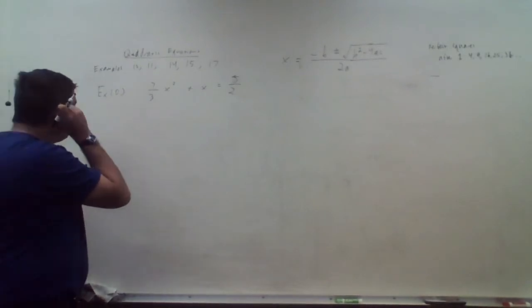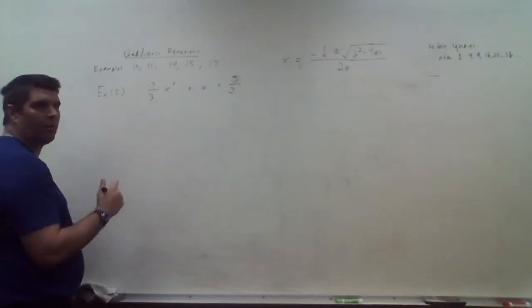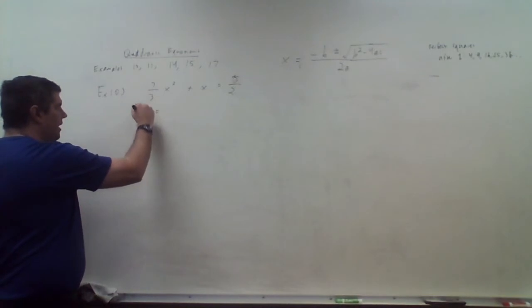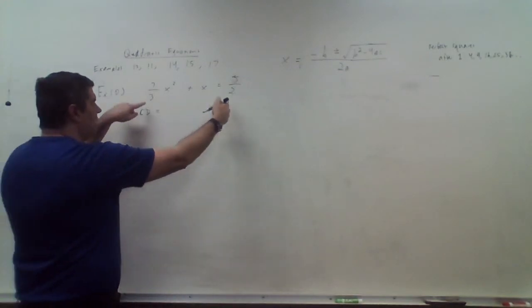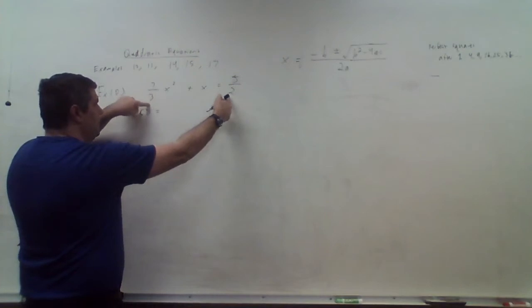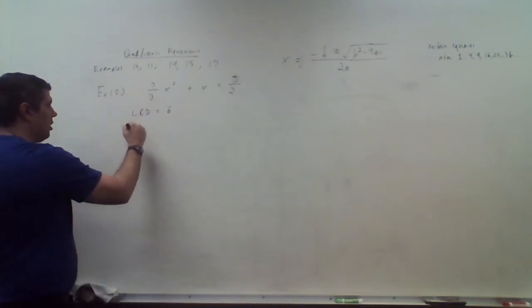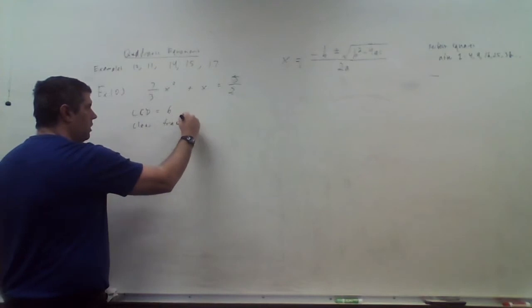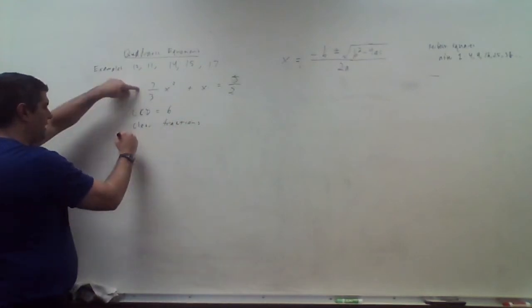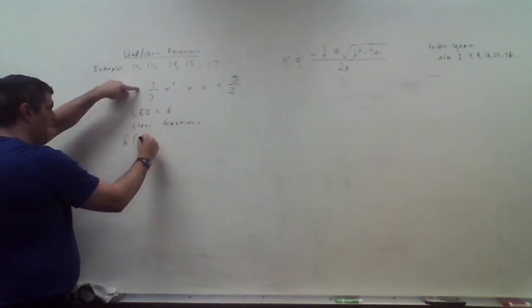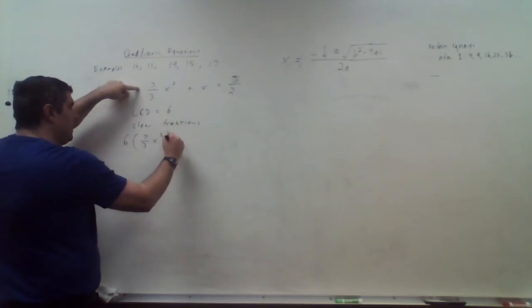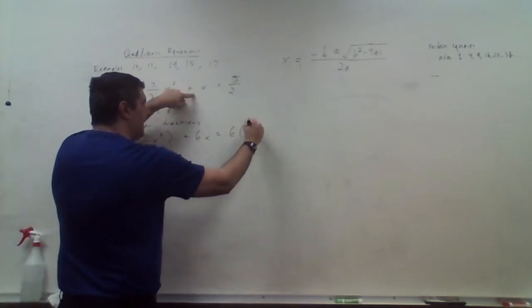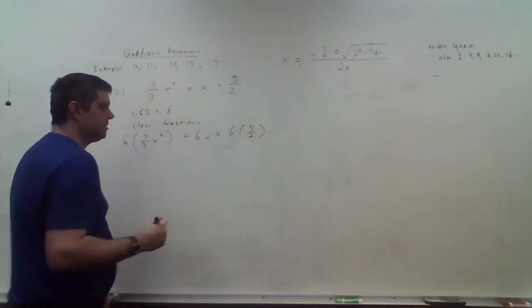Now, this is the part where it becomes a little bit more complicated because there are fractions. So we get rid of the fractions by using the least common denominator. The least common denominator between 2 and 3 is 6. So we will clear the fractions by multiplying everything by that 6, including anything which isn't a fraction. Everything gets multiplied by 6.